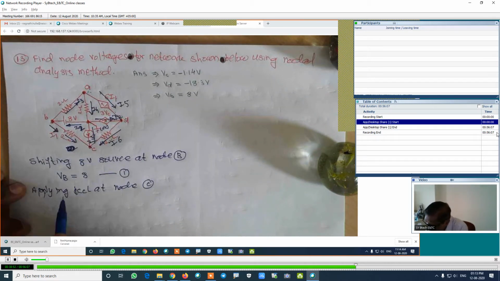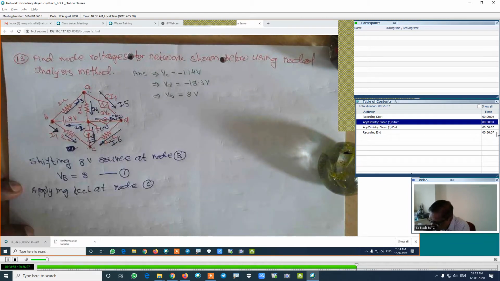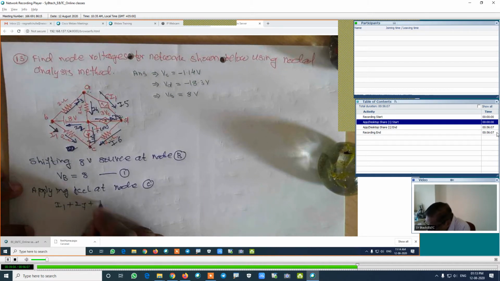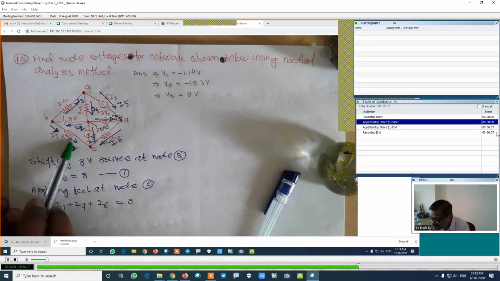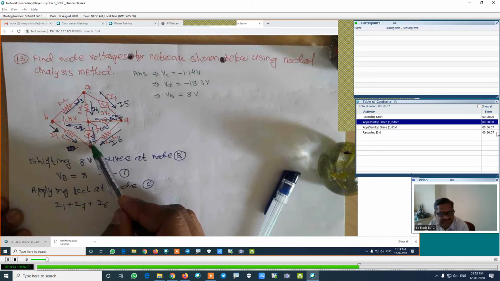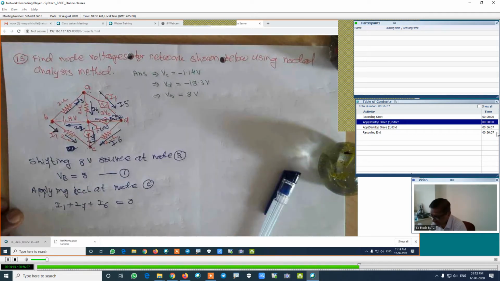Now I will apply the KCL at node C. If we are applying the KCL at node C, this is incoming, this is incoming, this is also incoming. This equation will be I1 plus I7 plus I6 equal to 0 because there is no outgoing current. Are you getting me? This current is I1, incoming. This current is I7, which is also incoming, and this current is I6, which is also incoming.